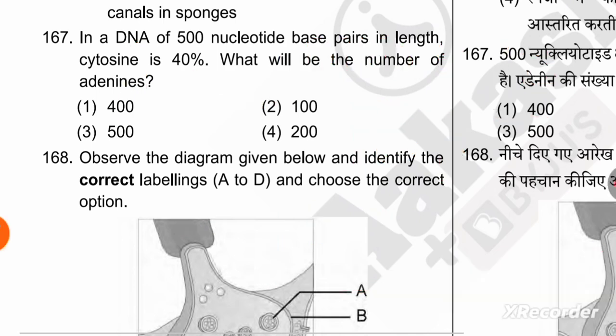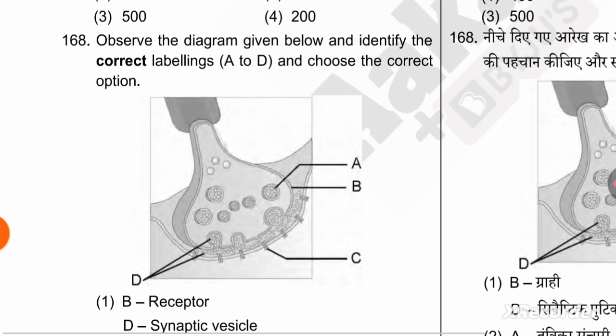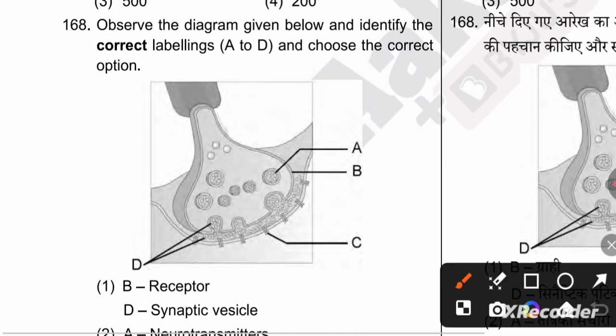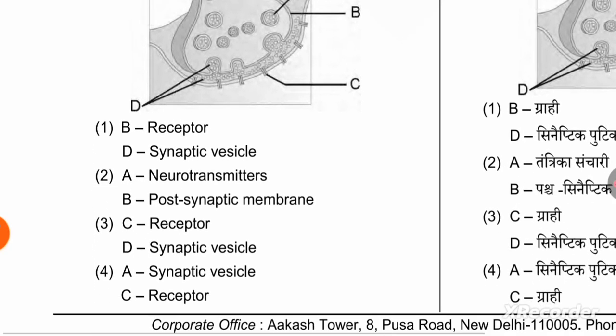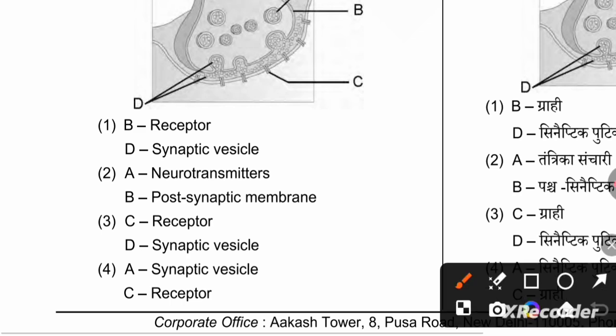Let us find out 168 question. Observe the diagram given below and identify the correct labeling A to D. A is synaptic vesicle. Then B, presynaptic membrane. C, receptor. D, you can find acetylcholine, neurotransmitters. So accordingly, among the given options, D, A, 4 is the right one. That is, A is the synaptic vesicle and C is the receptor.